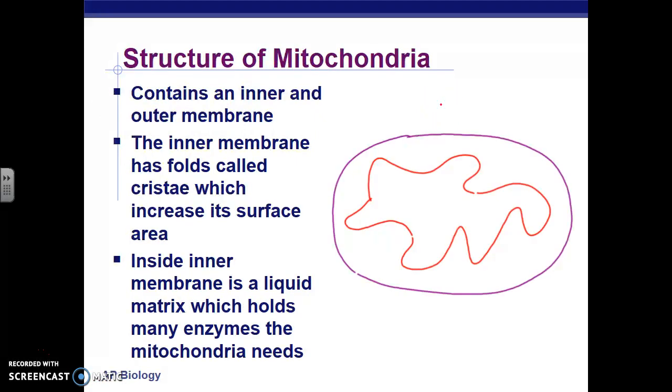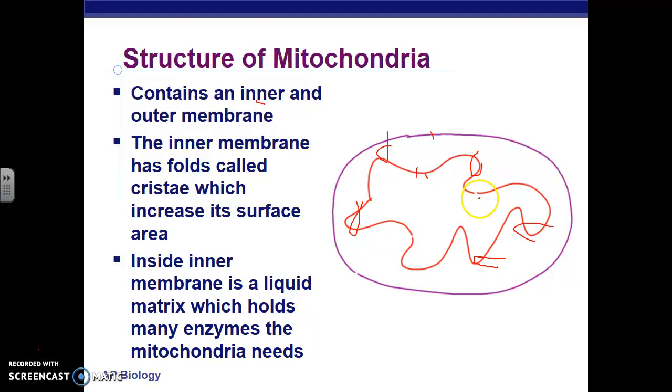Last thing, quickly, we're going to go through the structure of the mitochondria. It contains an inner membrane, shown in red. You're going to need to draw this because it's not there. And an outer membrane, in purple here. So it's a double membrane structure, and the inner membrane has folds, these little folds here and here and here.